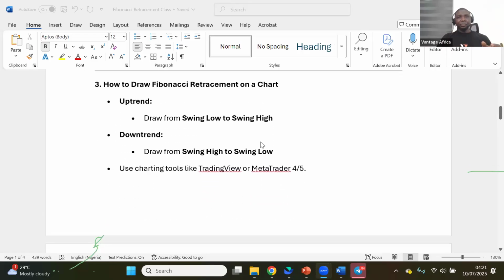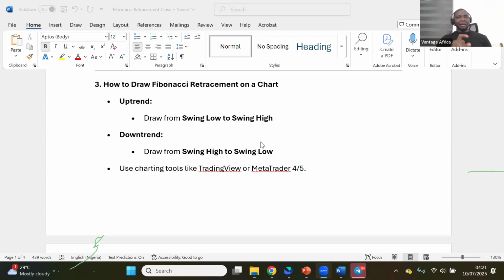Right? So how do you draw Fibonacci on the chart? Remember I said we're going to get to the practical sessions. Now, note one thing first. If you're in an uptrend, you're looking mostly for buy trades. If you're in a downtrend, you're looking mostly for sell trades. So if you're in an uptrend, you use Fibonacci to find areas of market continuation. If you're in a downtrend, you use Fibonacci for market continuations as well.